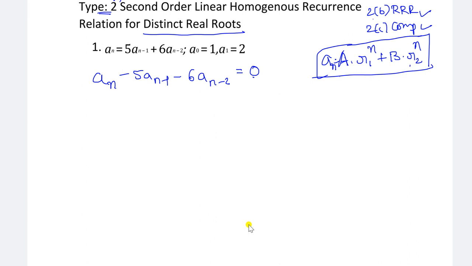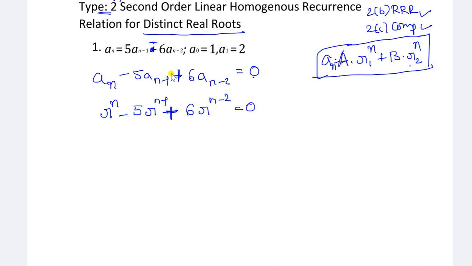So how can you convert this? r^n - 5 r^(n-1) - 6 r^(n-2)... a small correction here: it is minus, that means it should be plus. If it is minus, then we will not get the proper roots, so it should be a plus value. Then plus 6 r^(n-2) = 0.